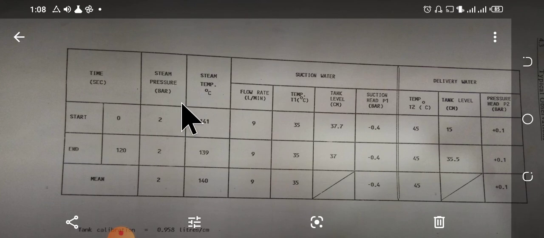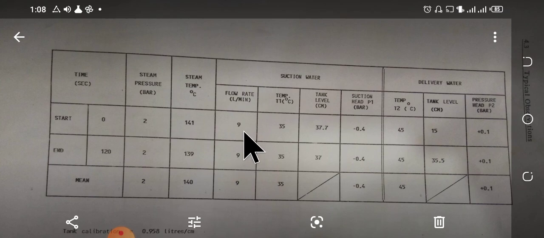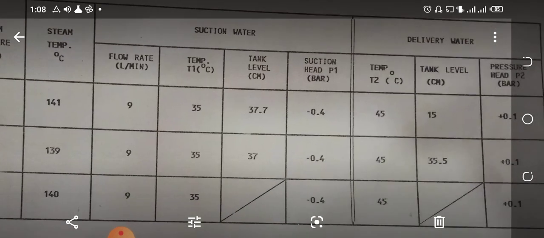So in this sample calculation we have a steam pressure of 2 bar, and it maintains 2 bar pressure. Steam temperature is almost 141, 139, a little deviation. For the flow rate, we set the water flow rate to 9 liter per minute. The temperature of tank 1 is 35, and the level is 37.7 centimeter, just the steel line you have seen in the video.